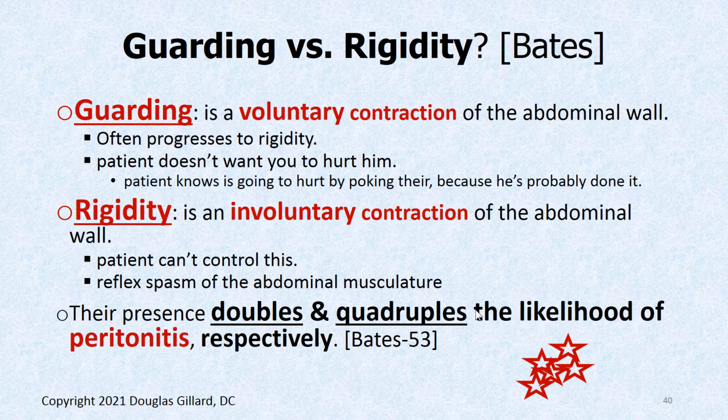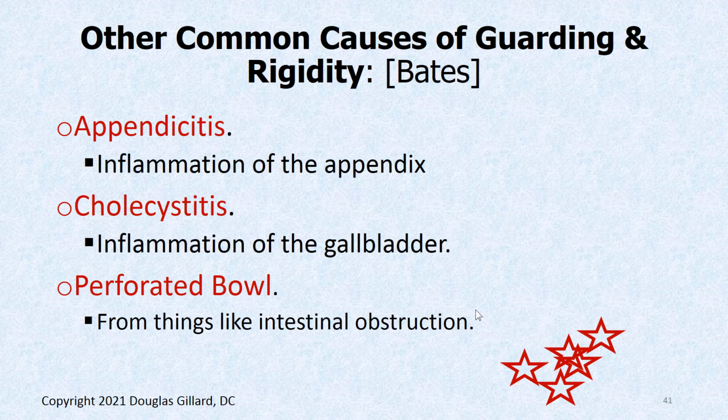It probably indicates peritonitis. So guarding, again, we've explained this in lab, but guarding is a voluntary contraction of the abdomen, so the patient is trying to protect themselves from you poking them. And rigidity is involuntary guarding, a muscle contraction of the abdominal muscle wall, because peritonitis probably started. The presence of guarding doubles, and the presence of rigidity quadruples the likelihood of peritonitis. So they're very strong indications of peritonitis, and you immediately refer them to the ER.